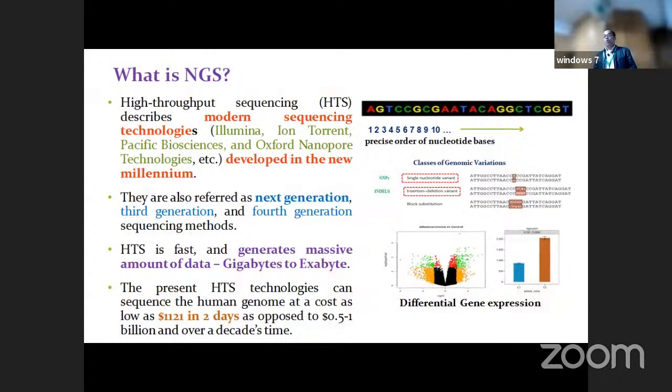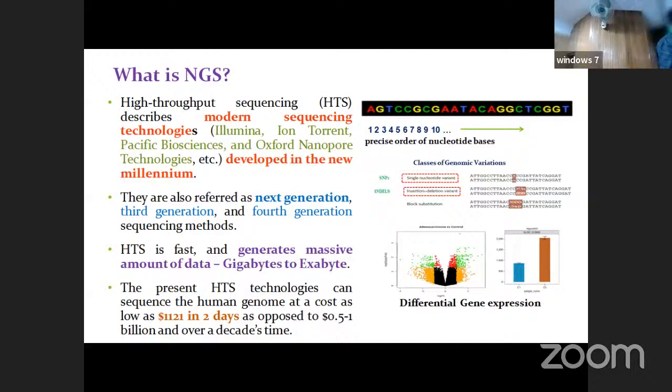Okay, now what is NGS? So high throughput sequencing describes the modern sequencing technologies, that is Illumina, Ion Torrent, Pacific Biosciences, and all technologies developed in this new millennium. There are many sequencers: Illumina is a second generation sequencer, and Ion Torrent is also a second generation sequencer. But when you go to Pacific Biosciences and also Nanopore, they are called third generation or fourth generation sequencers. So whenever you are doing genome sequencing using these technologies, they are considered as NGS technology or high throughput sequencing technologies. They are referred to as next generation, third generation, or fourth generation sequencing methods.